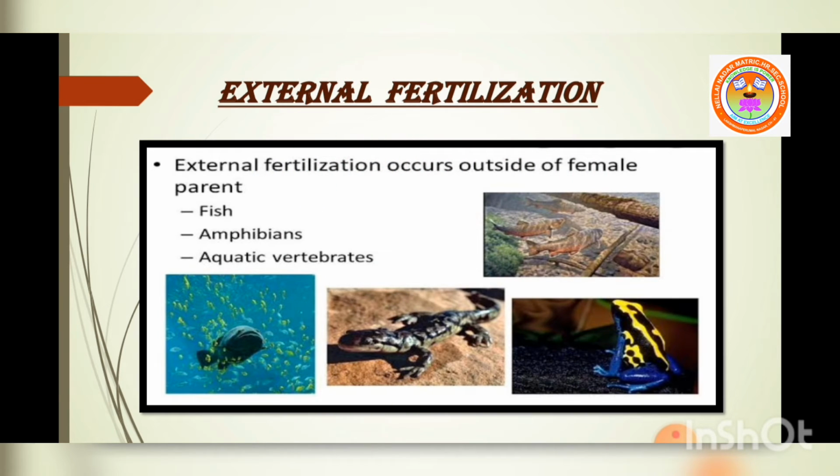Let me see external fertilization first. In external fertilization, the fusion of male and female gametes takes place outside the body of the female organism in the water medium. Example, sponges, fishes and amphibians. So external fertilization occurs outside of the female parent. It can be seen in sponges, fishes and frogs, that is amphibians.